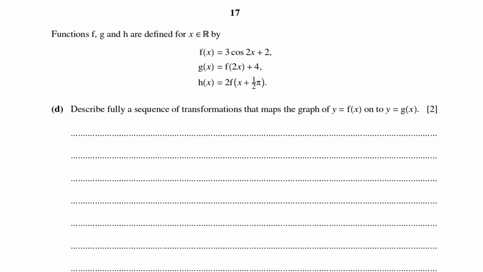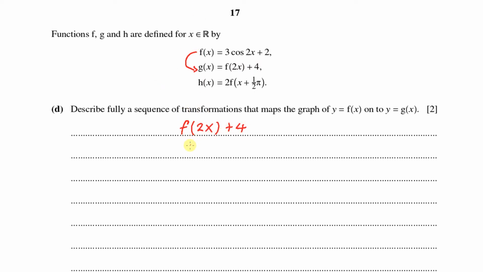Part D. The functions f, g, and h are defined for x is an element of the real numbers by, and we have here f of x, g of x, and h of x. So on D, they say describe fully a sequence of transformations that maps the graph of y is equal to f of x to the graph of y is equal to g of x. So we're talking about f of x to g of x. So g of x is f of 2x plus 4. That's f of 2x plus 4.